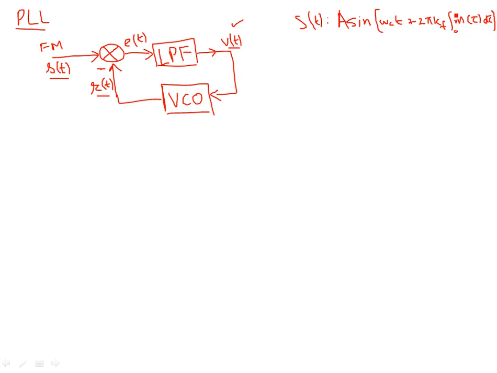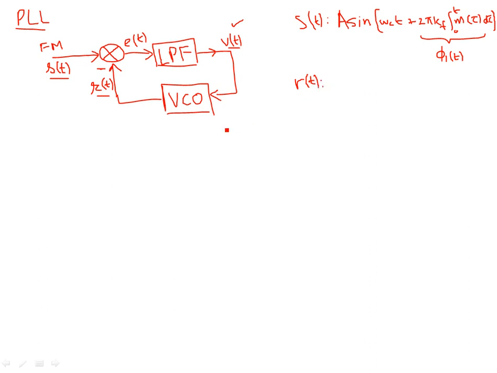Okay. And to make this expression a little bit more convenient, what we can do is replace this by, let's call this phi_1 of t. Phi_1 of t is again the phase, in radians, but it's the instantaneous phase. So it's the instantaneous FM phase. Okay, now for r(t), which is the VCO output.